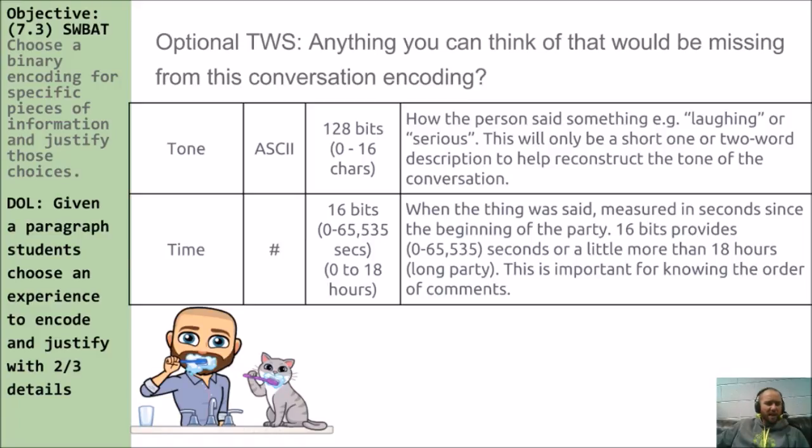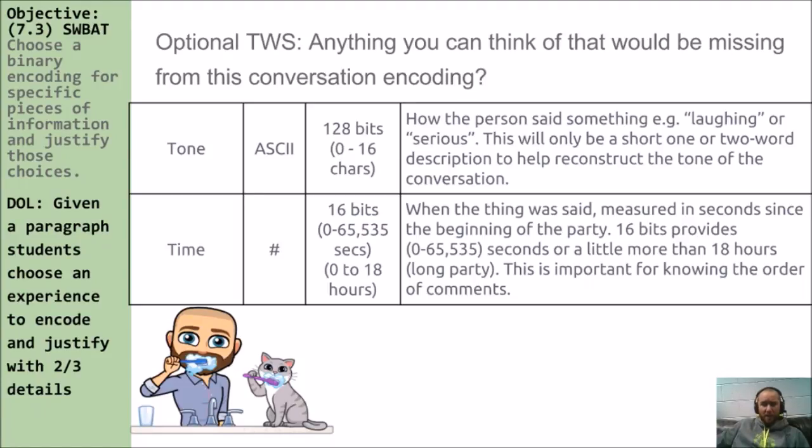And our last one, time. This is just a number data type. We're going to go with 16 bits. When the thing was said, we will measure in seconds since the beginning of the party. So 16 bits provides 0 to 65,535 seconds, or a little more than 18 hours.